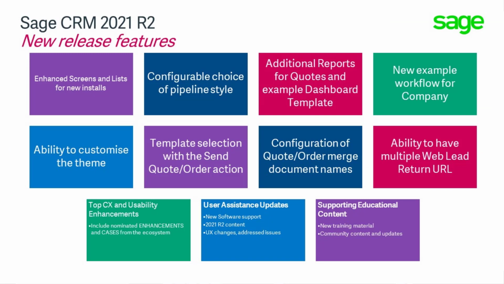Okay, we're at the end of this presentation, so let's remind ourselves about what Sage 2021 R2 offers. It offers enhanced screens and lists for new installs that display key information in the way that you need it. There's a new pipeline graphics style that offers customers choice on how key management information is displayed. There's improved documentation. We've got new reports and dashboard gadgets to bring decision makers the information they need to make the right choice at the right time, simplified field types and a spinner to improve the overall customer experience and take hassle out of using the system.